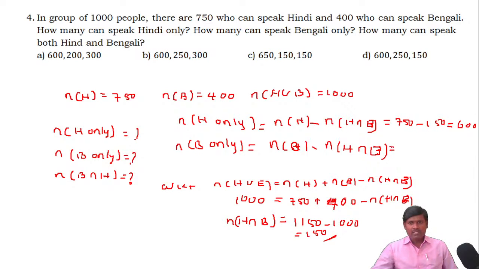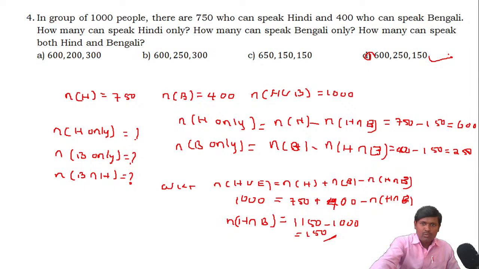Similarly, n of B is 400, minus 150, so this is nothing but 250. Is it clear? So the solution is: the first one is 600, the second one is 250, and the third one is 150. Therefore option D is the right answer. Okay, got it. So we move to the next question.